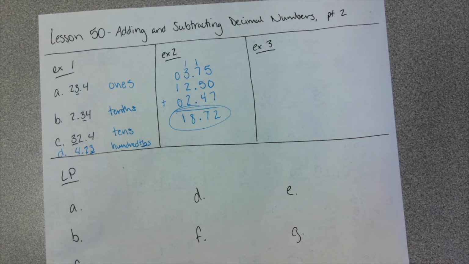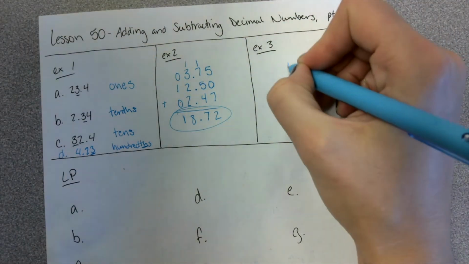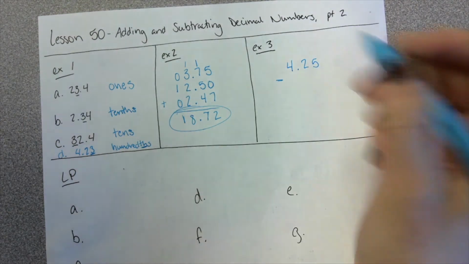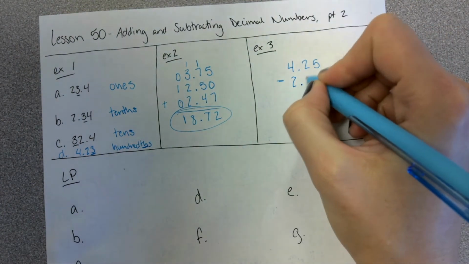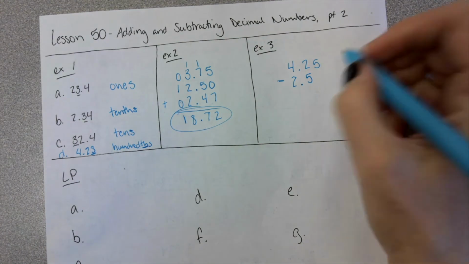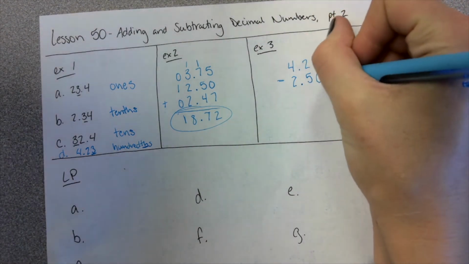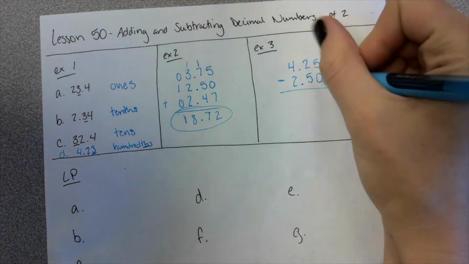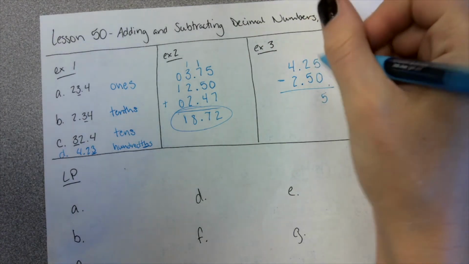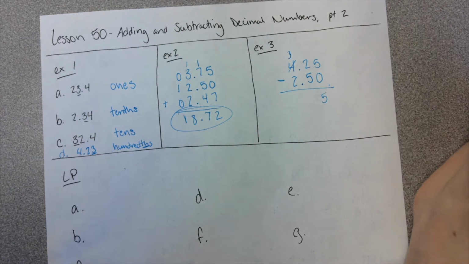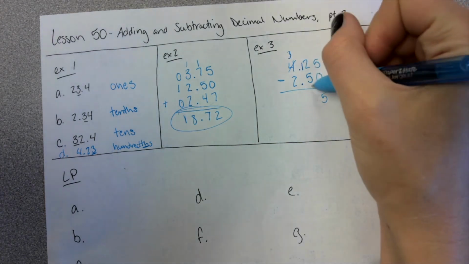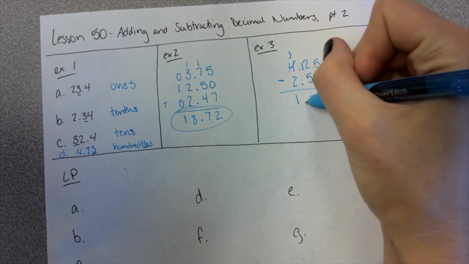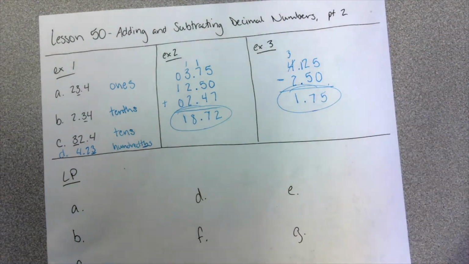Example 3 then says subtract 4 and 25 hundredths minus 2 and 5 tenths. Same thing, I'm going to fill in this empty spot here with a 0. Then I can subtract. 5 minus 0 is 5. 2 minus 5, can't do that. Cross out the 4, make it a 3. Change this into 12. 12 minus 5 is 7. 3 minus 2 is 1. So you get 1 and 75 hundredths.